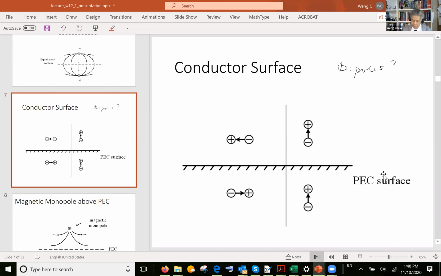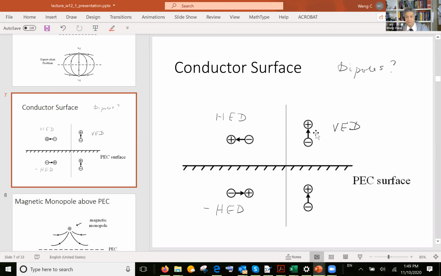This is usually called HED, horizontal electric dipole. This is the negative of the horizontal electric dipole. However, on this side, if you were to align these two charges vertically, making a vertical electric dipole, we call this VED.